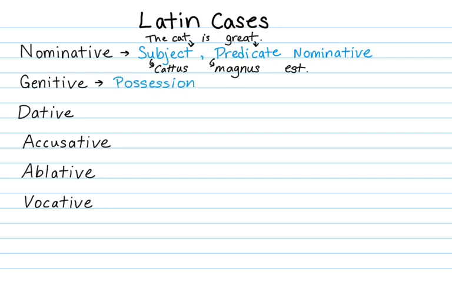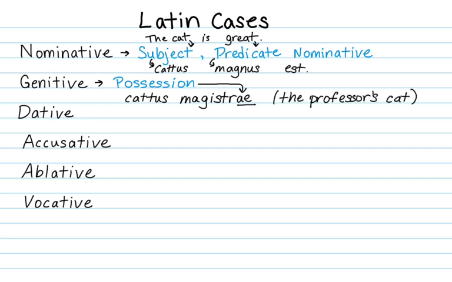The genitive is used to show possession. In my sample phrase, catus magistri, the ending of the word magistri is in the genitive case, showing that the professor owns the catus, the cat of the professor, or in English, the professor's cat also works.